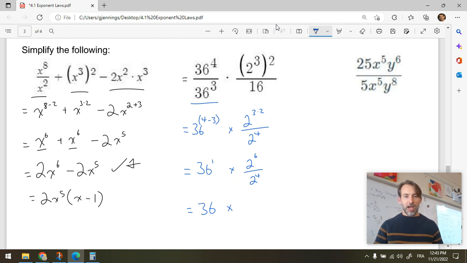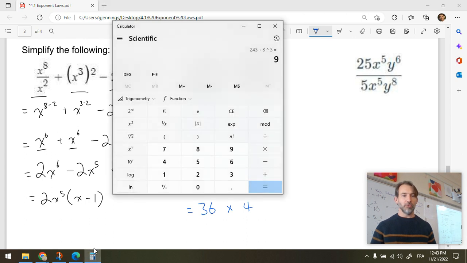36 multiplied by 2 to the 6 divided by 2 to the 4 is 2 to the what? 2 to the 2, good. What is 2 to the 2? 4. So I'm just going to write here 4. 2 to the 6 divided by 2 to the 4. And maybe I didn't know that, so I did 2 to the 6 divided by 2 to the 4 on my calculator. And I got the answer 4, and that's the answer.